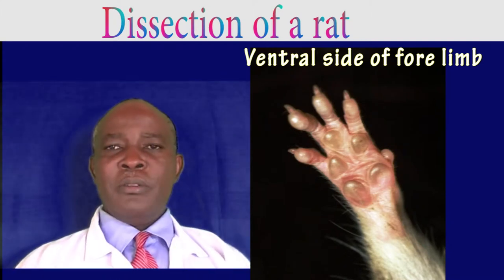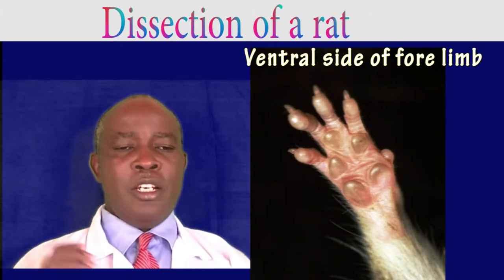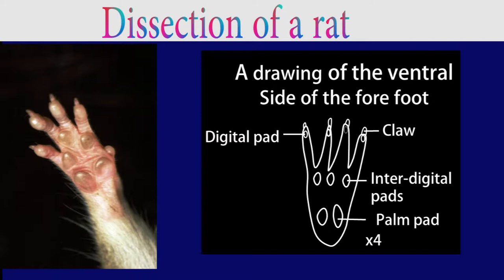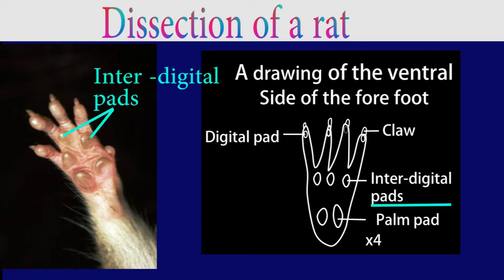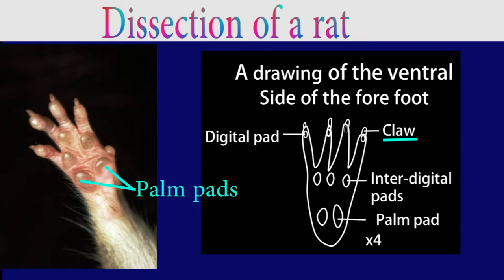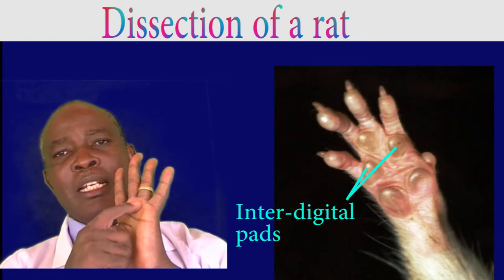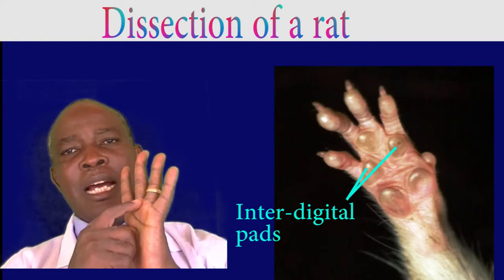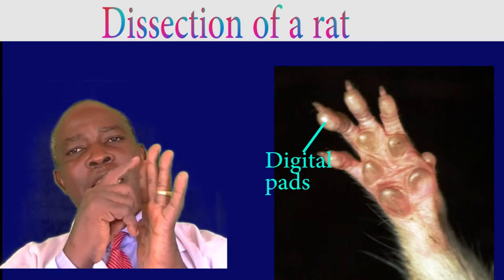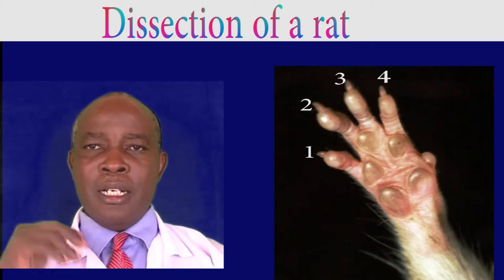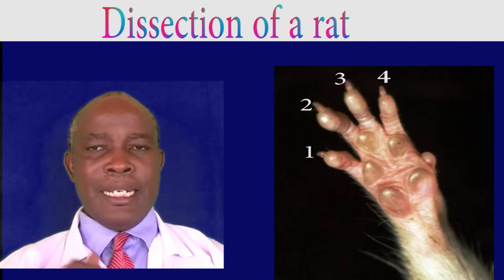Sometimes you are required to draw the ventral side of the fore limb. Then you label cross digital pads, interdigital pads, and then palm pads. These are palm pads, interdigital pads. The pads between the digits, then you'll see that each limb has got a pad. Make sure the forelimb has got four digits.